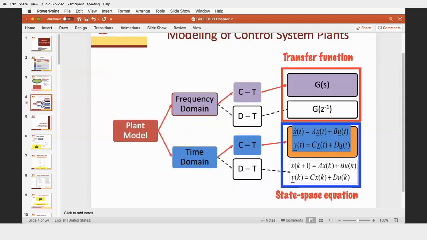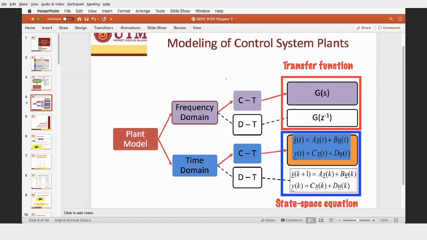Okay, so when we do the modeling, as we discussed just now, we can do it in frequency domain and time domain. When we do it in frequency domain, it can be continuous and discrete, continuous time and discrete time. In our class, we only focus on continuous. We get G(s), the transfer function, in S domain. For the time domain, we focus on the continuous process, modeling, and finally we get the state equation.